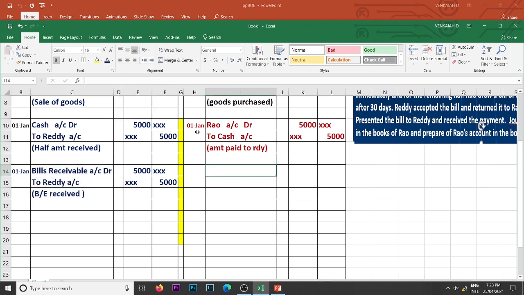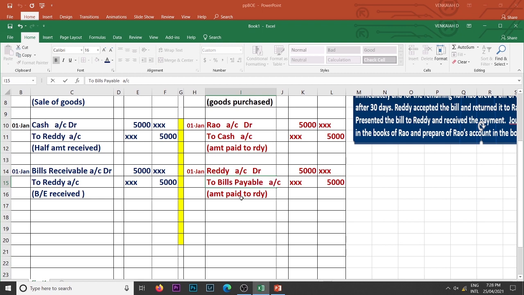Now the bill is accepted by Reddy. On the same date, the bill is sent to Reddy. Reddy is the receiver. Reddy's account is debited, bills payable account is credited. The bill accepted.